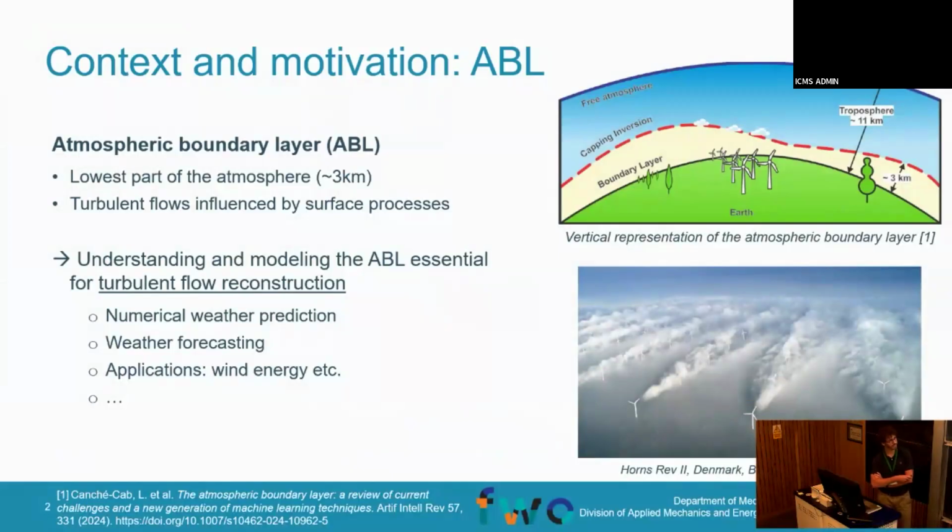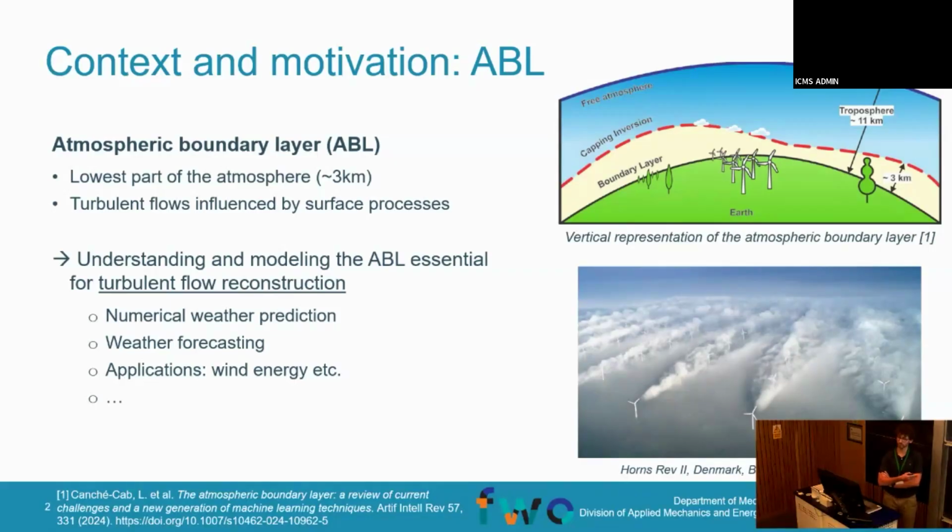First of all, the ABL, or the atmospheric boundary layer. The ABL is actually the lowest part of the atmosphere. Flow is really influenced by whatever is going on at the surface. Think about buildings, forests, wind turbines, whatever. Understanding this flow and being able to model it is very important for a whole range of applications, one of which is turbulent flow reconstruction, and that's what I'll talk about today.